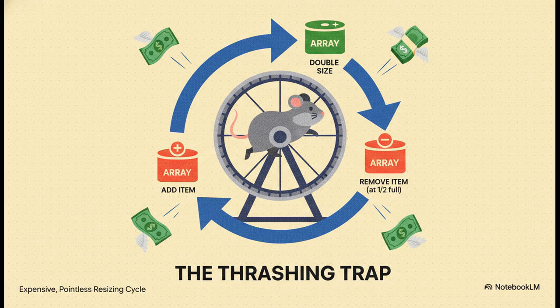Sounds perfectly symmetrical. But this is a trap. It's a really subtle but nasty problem. Imagine you add one item, it grows. You undo it, it shrinks. You redo it, it grows again. You can get stuck in this terrible loop of grow, shrink, grow, shrink. It's called thrashing, and it would just kill your performance.